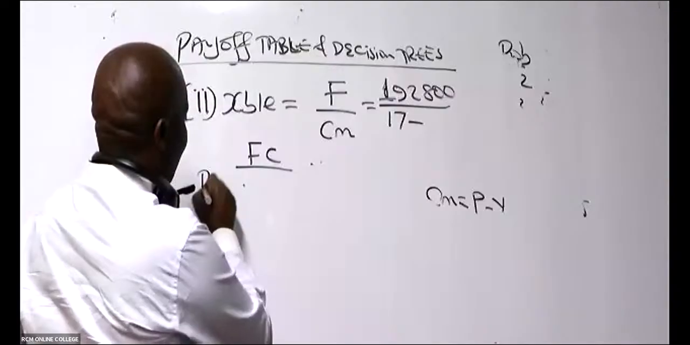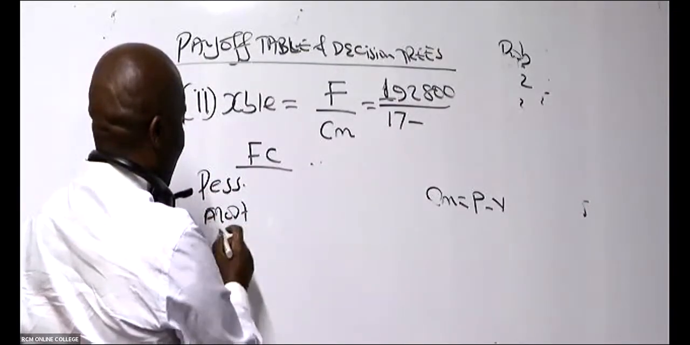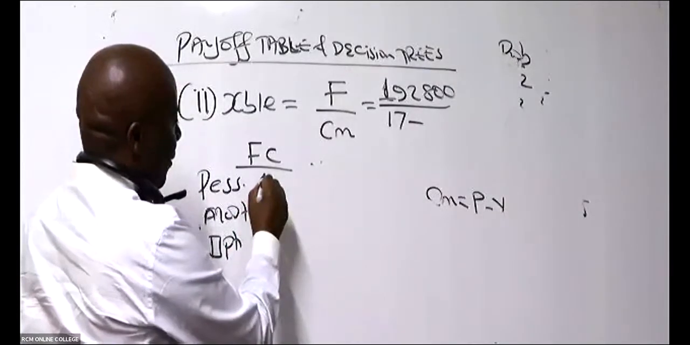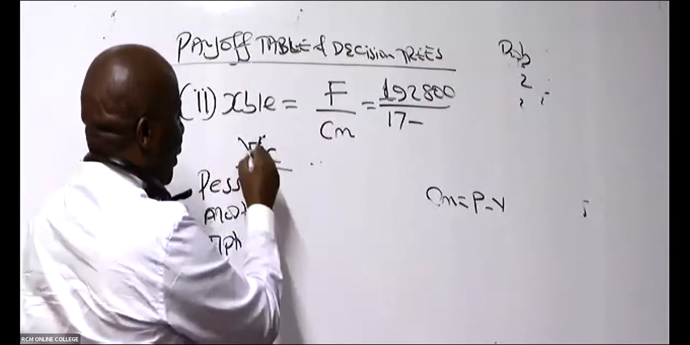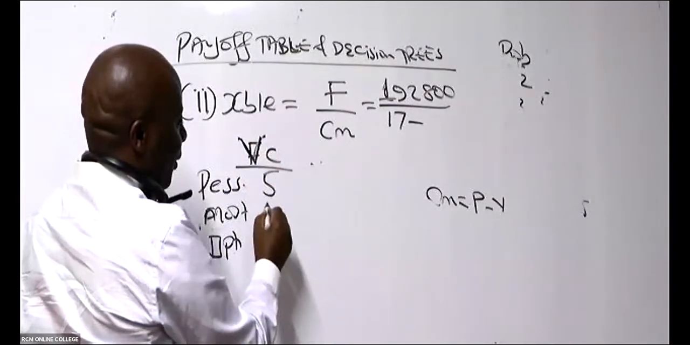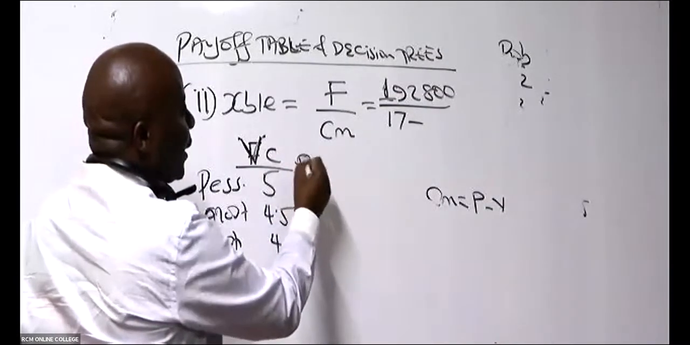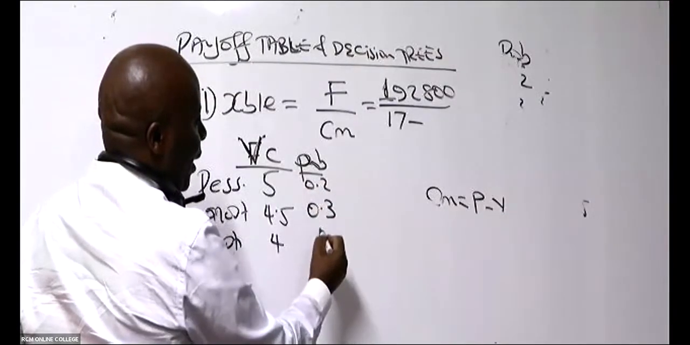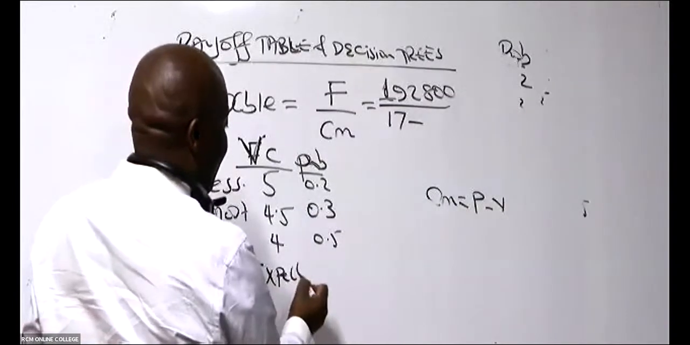So we have here pessimism, most likely, and then optimism. Yeah, so what is this, somebody? Not fixed cost, but variable cost, sorry for that. 5, 4.5, 4. Probabilities are 0.2, 0.3, 0.5.